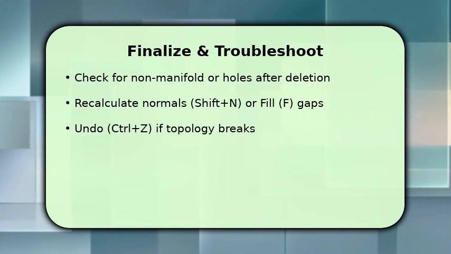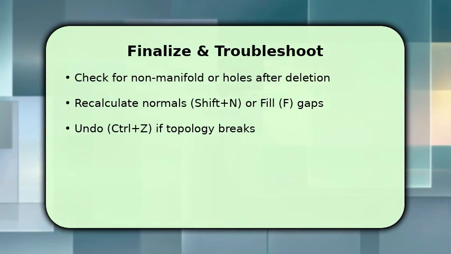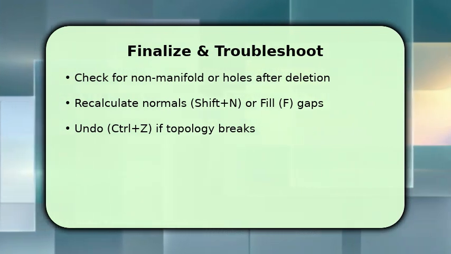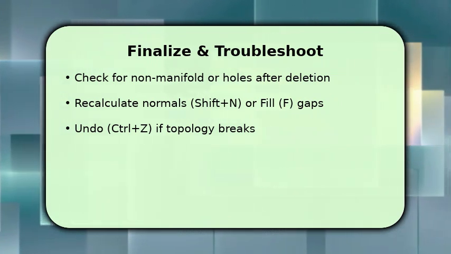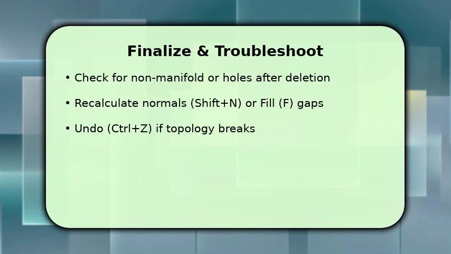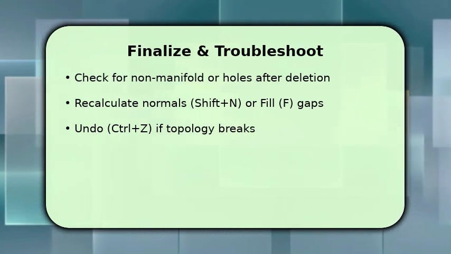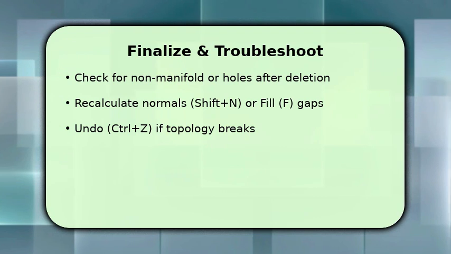To fill a hole, select surrounding edges and press F. If something breaks, immediately undo with Ctrl+Z and try dissolve instead of delete, or merge nearby vertices. These steps keep topology clean and prevent shading or modifier problems later.